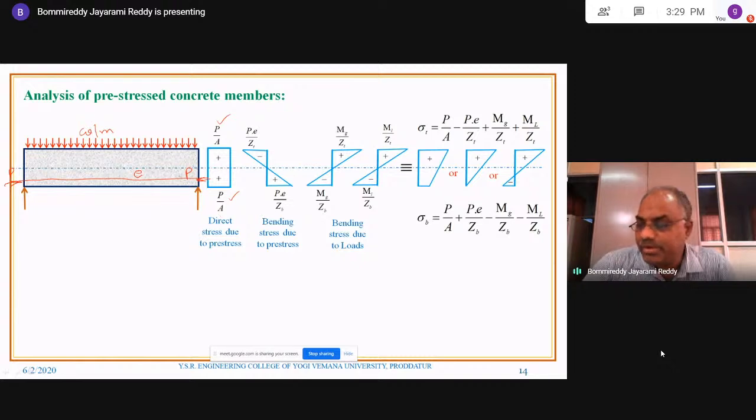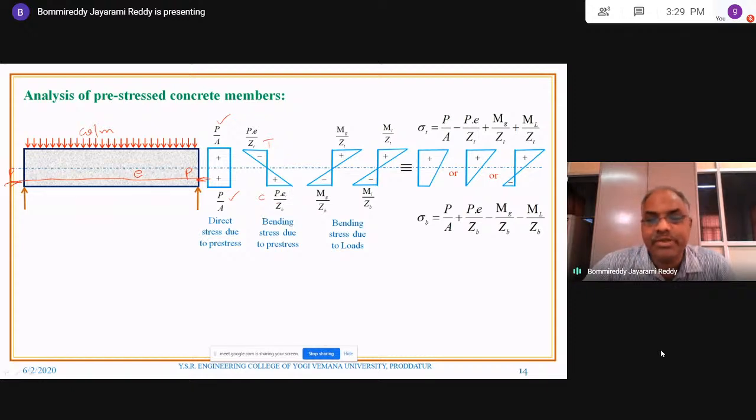And because of the eccentricity E, the bending moment is P multiplied by E. So because of bending, the top is under tension and the bottom is under compression. You can look at the minus sign: minus indicates that the top is under tension, bottom is under compression.